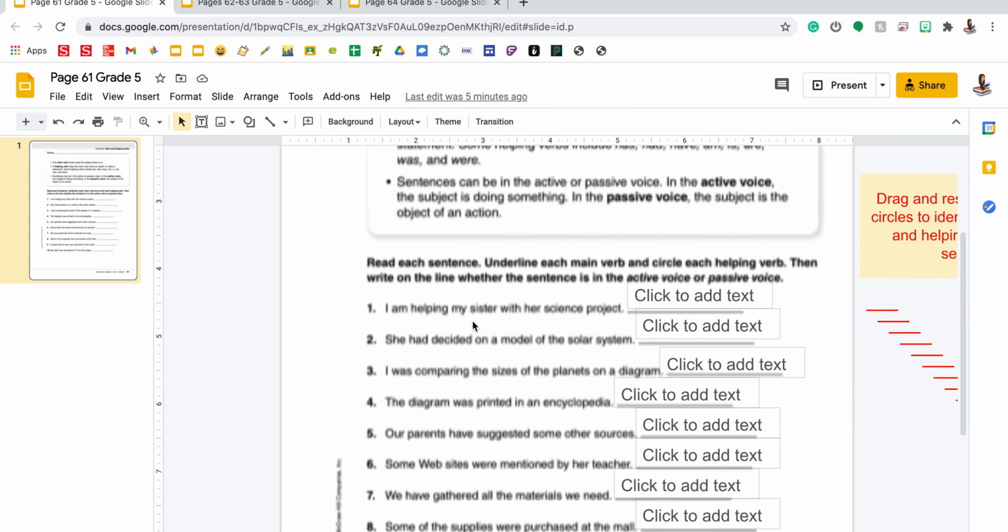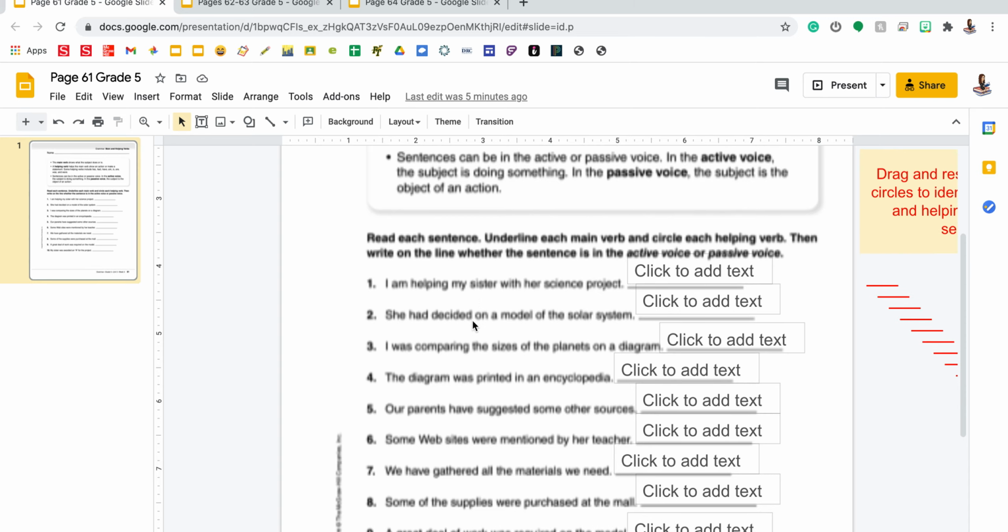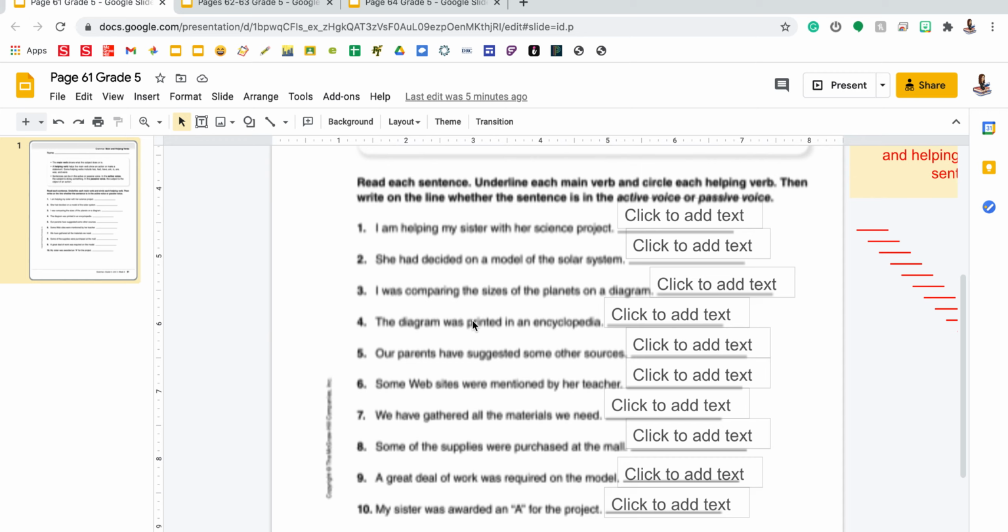Sentences can be in the active or passive voice. So the active voice means that the subject is doing something, and in the passive voice, the subject is the object of an action. That'll make more sense when we do some examples here. First the directions state to read each sentence, underline each main verb, and circle each helping verb. Then write on the line whether the sentence is in active voice or passive voice.